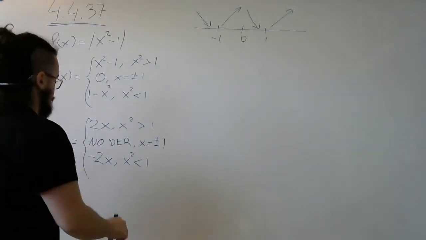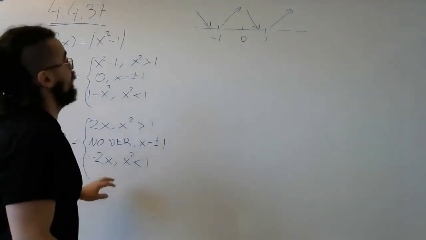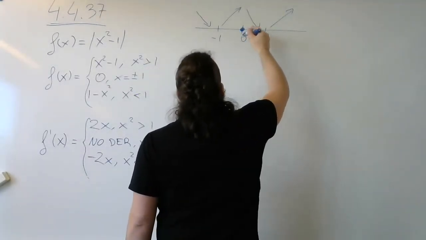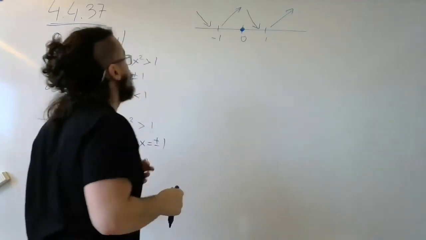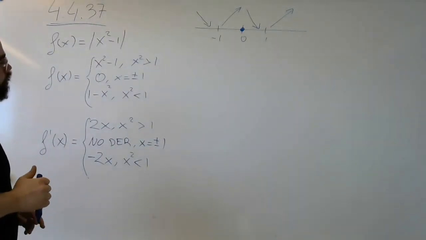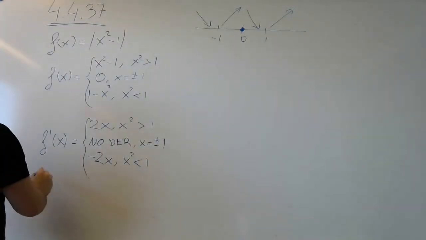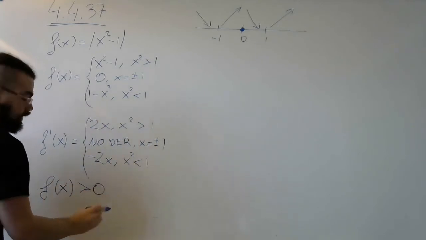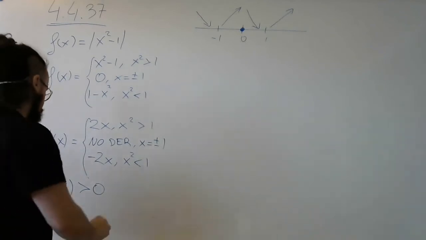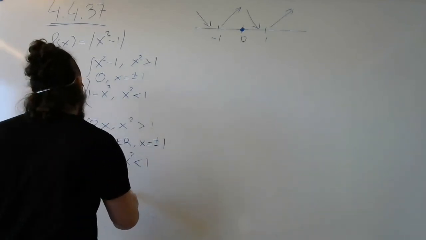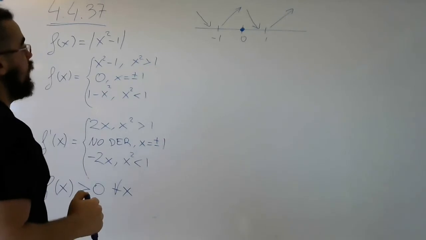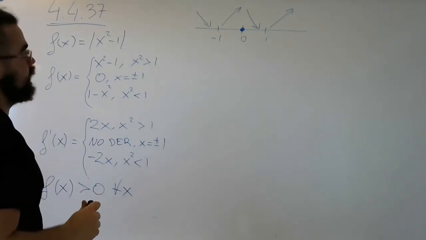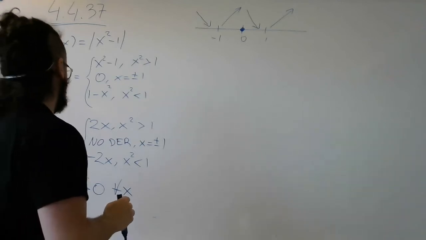Consider here that in 0, the derivative is 0. So we have an inflection point here. I mean, we have a local extreme. We observe another thing, and it's that f of x is always greater than or equal to 0. So we have two local minimums, which are absolute minimums, and a local maximum.